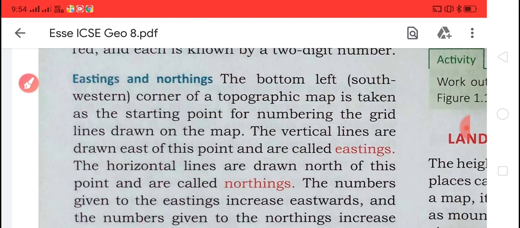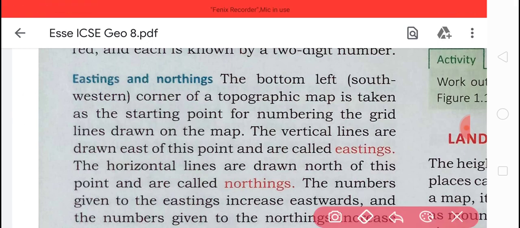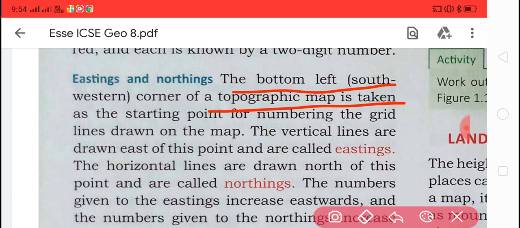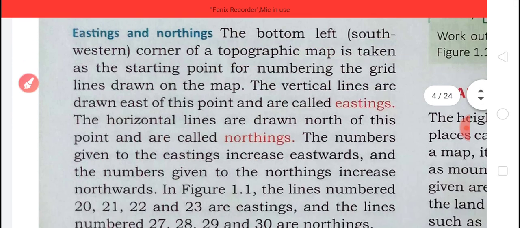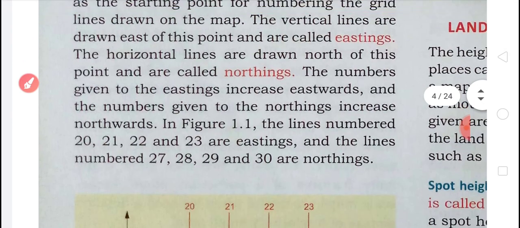The left bottom corner of the topographic map is taken as the starting point of the grid. The vertical lines drawn east of the point are called easting. The horizontal lines drawn to the north are called northing. The numbers given to the easting increase eastward, and the numbers given to the northing increase northward.